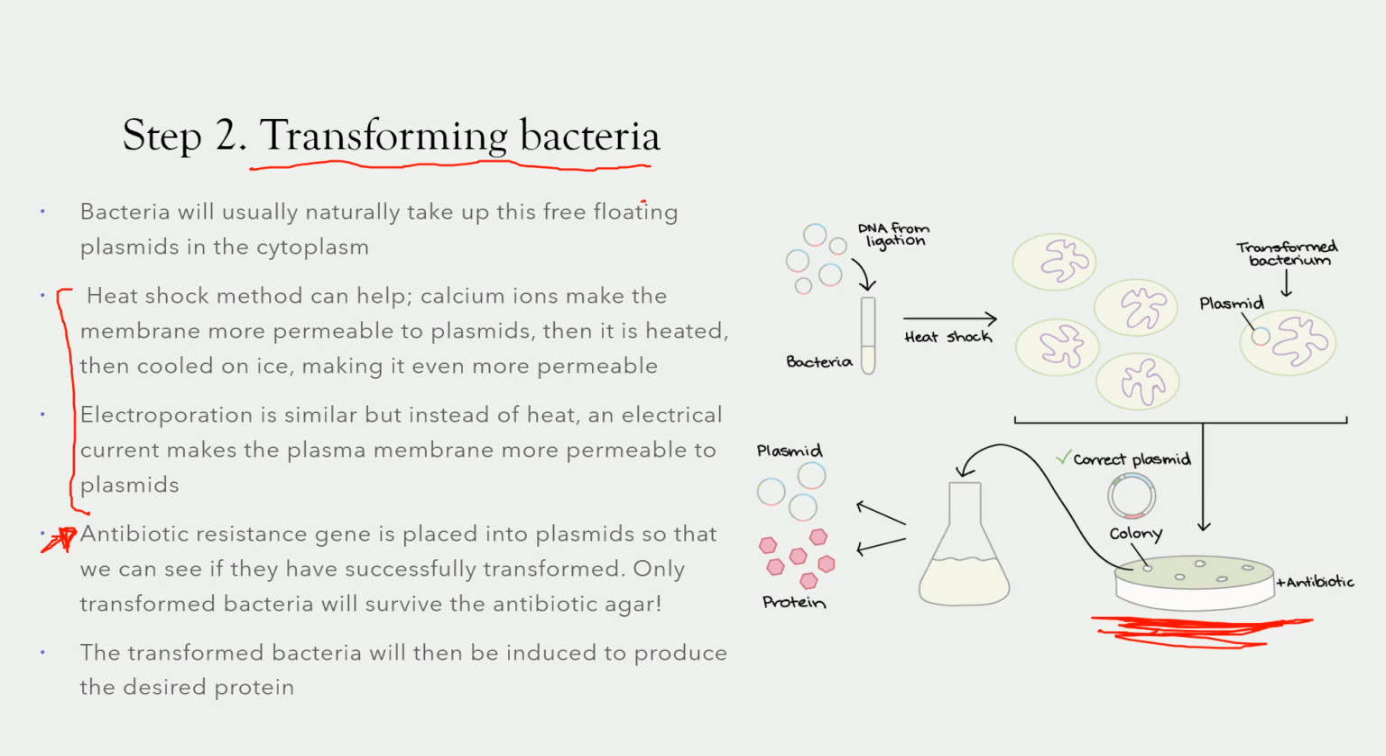So how do we know? If we've taken up the gene, we've also taken up the antibiotic resistance gene. And if we have that gene, we are resistant to the antibiotic, which means that those colonies will survive. If for whatever reason the bacteria has not taken up the gene or the plasmid, they will die on this plate because they do not have that antibiotic resistance gene. So that's one of the many ways that we can make sure that our transformed bacteria are transformed. And then we will take all the transformed colonies and mass produce the protein.